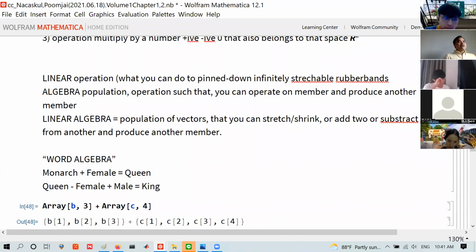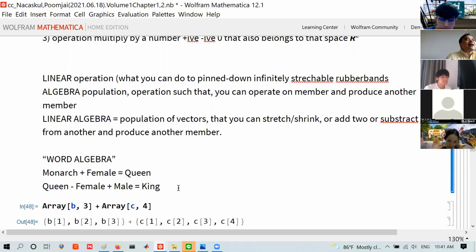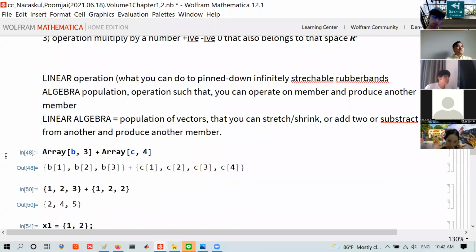And in fact, the advancement in AI in the past 5 or 10 years has been extending the power of numerical algebra to this kind of algebra, the concept algebra. So sometimes you see the word concept algebra. The concept of monarch plus queen plus female equal to queen, or queen minus female plus male equal to king. So this is kind of like concept algebra. But now let's get back to linear algebra.